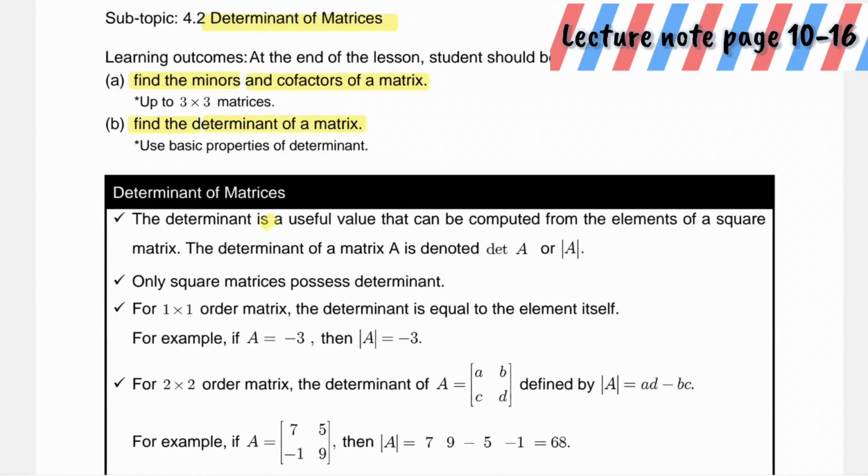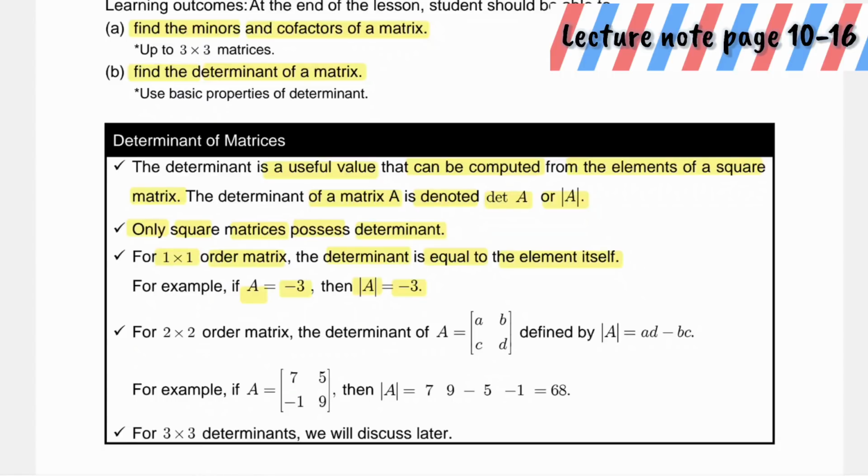The determinant is a useful value that can be computed from the elements of a square matrix. The determinant of a matrix A is denoted by these two forms. Only square matrices possess determinant. For a 1 by 1 order matrix, the determinant is equal to the element itself. For example, if you are given the matrix A with the element -3, then the determinant of A is equal to -3.